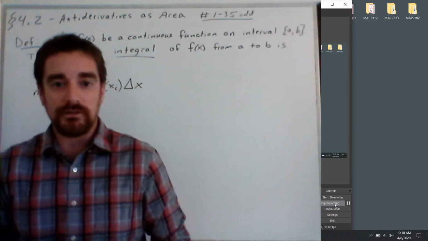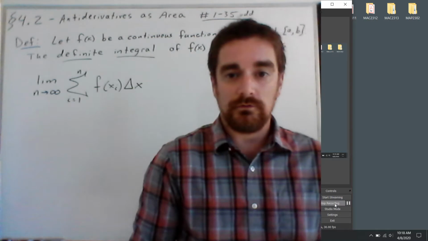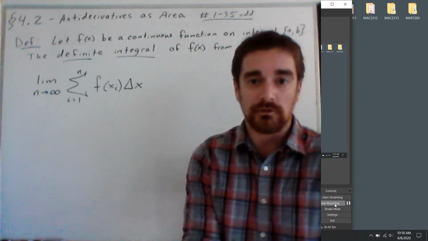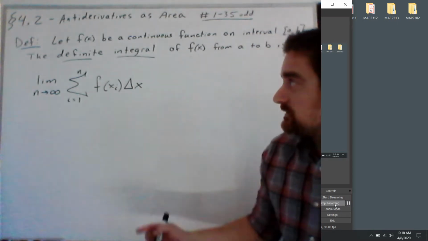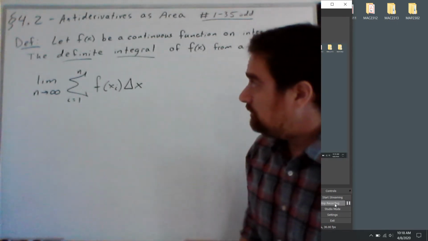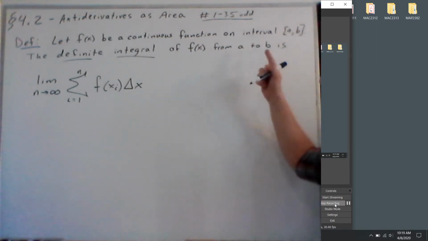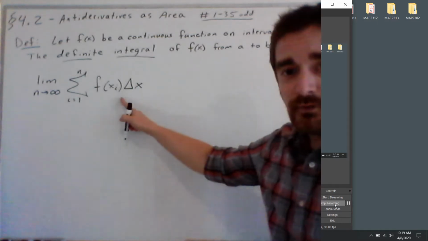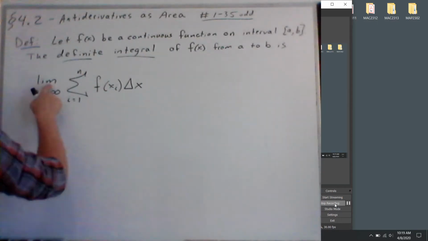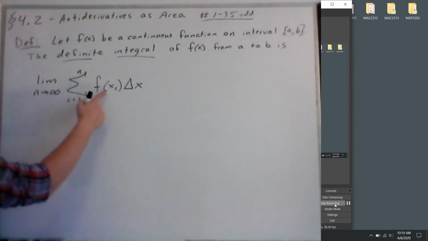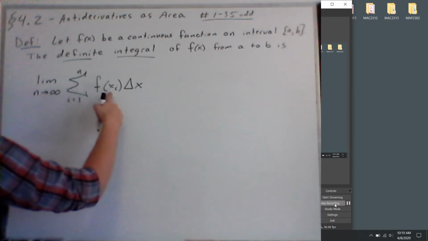to section 4.2. In this section, we are going to talk about the biggest use of the antiderivative, which you can see I have on the board here, the definition. Let f of x be a continuous function on an interval a to b. The definite integral of f of x from a to b is given by, this is what's known as a Riemann sum, the limit as n goes to infinity of the sum from i equals 1 to n of f of x_i delta x.